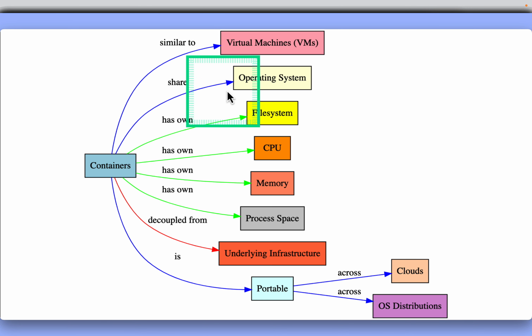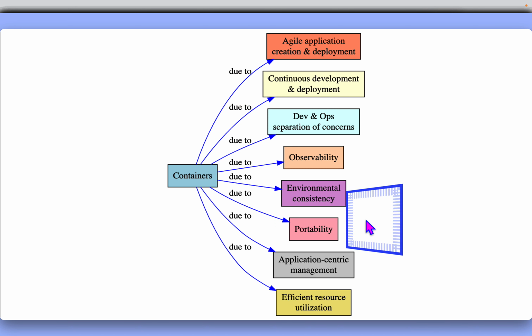Containers, similar to VMs, share the operating system, but each has its own file system, CPU, memory. They are decoupled from the underlying infrastructure which they depend on, and are portable across clouds and operating system distributions. It doesn't matter whether you go from Windows to Unix or some version of Red Hat Linux, CentOS, or you run on your local computer like Windows Server or a Mac.